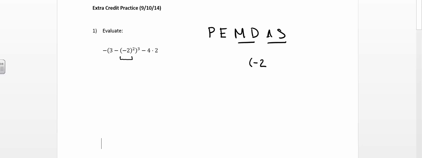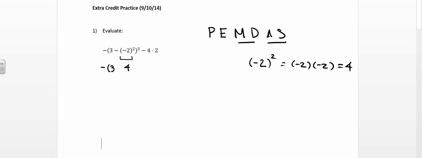So if I am out here, let's just take a look. -2 quantity squared. That's the same as -2 times -2. Negative times negative is a positive, so I get a positive 4. So that evaluates to 4. Everything else stays the same.